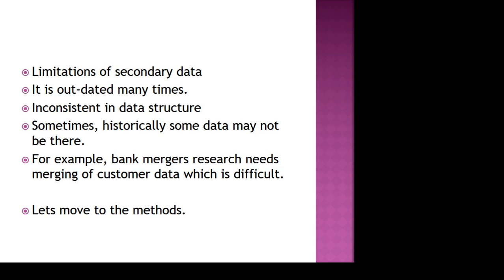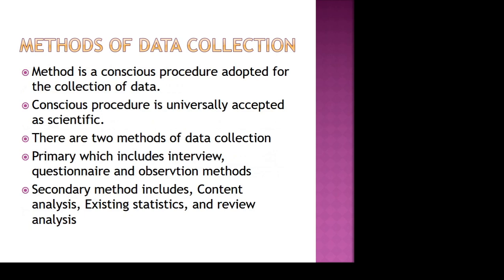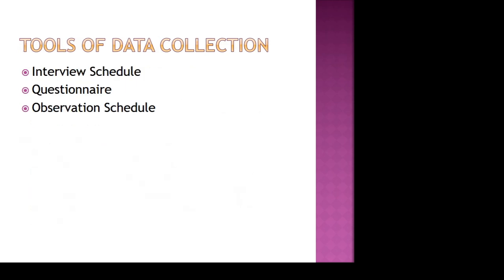With that, we move on to the methods of data. Once again, the methods are of two kinds, namely primary method and secondary method. So primary method includes interview method, questionnaire method, and observation method, whereas secondary method includes content analysis, existing statistical analysis, and review of literature analysis. So with that, now the tools of data collection.